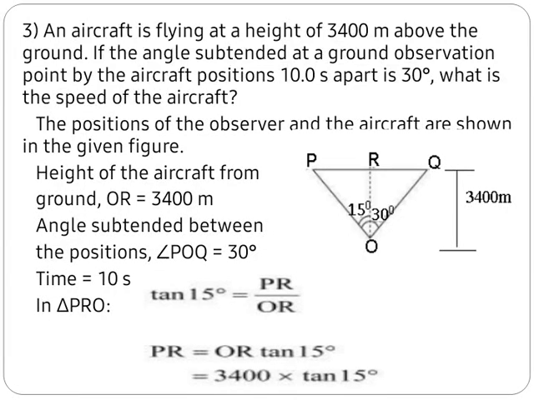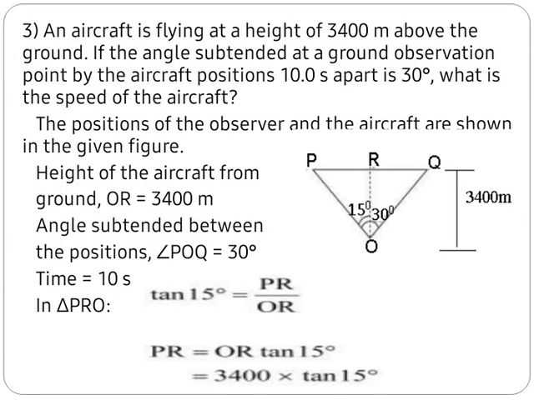Let PQ be the change in positions of the aircraft in the time interval 10 seconds, where P and Q are the corresponding positions of the aircraft. Given that the height of the aircraft from the ground OR is equal to 3400 meter, the angle subtended between the positions, which is angle POQ, is equal to 30 degree and time taken is equal to 10 seconds.